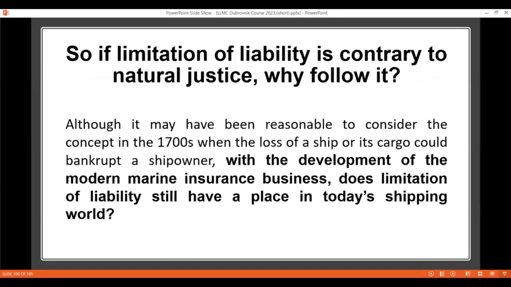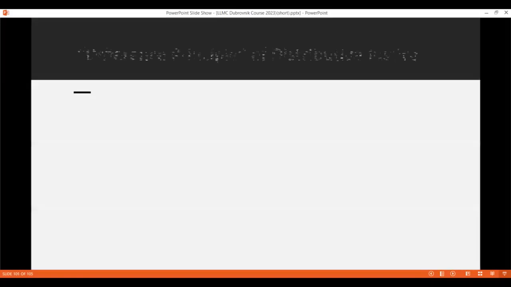So although it may be reasonable to consider the concept in the 1700s, when the loss of a ship or its cargo could bankrupt the ship owner, with the development of the modern insurance business, does limitation of liability have a place in today's shipping world?